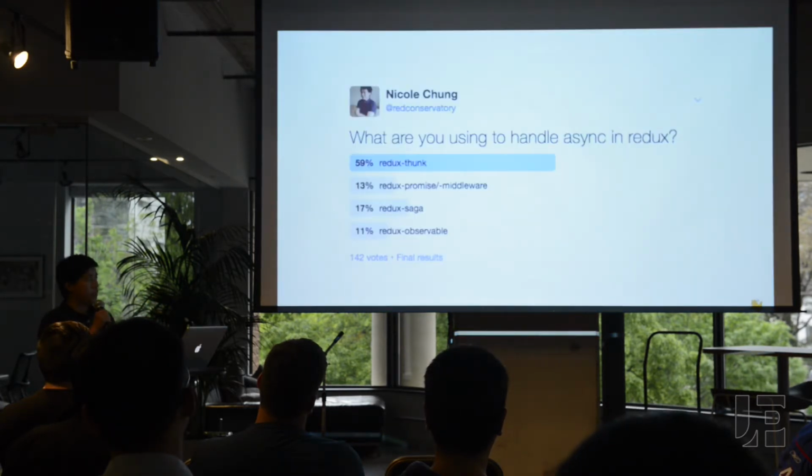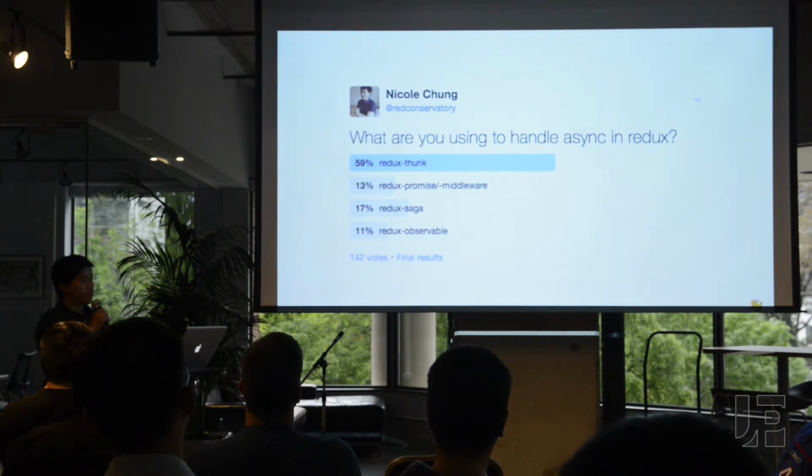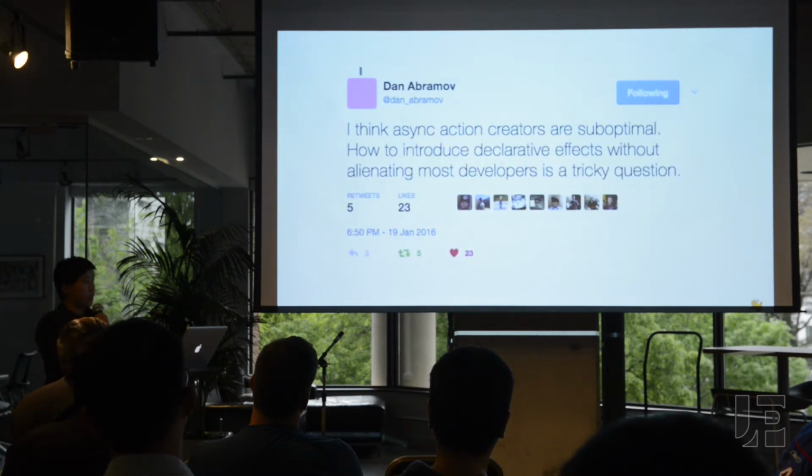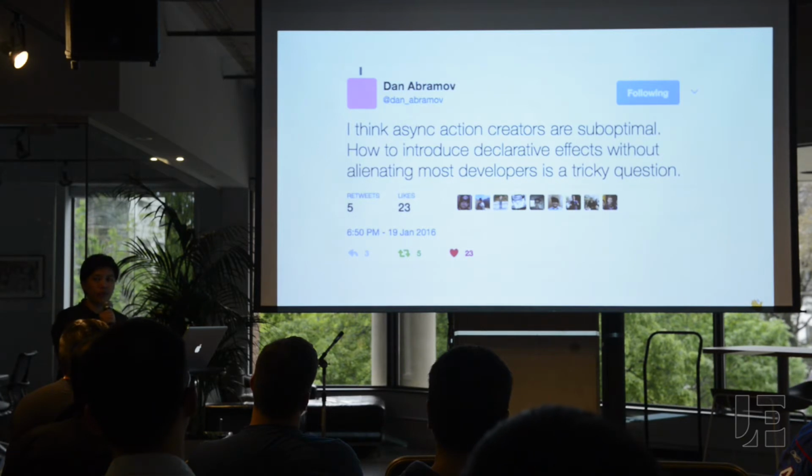I did a bit of an informal survey. Most people are using Redux Thunk, but Redux Saga is also pretty popular. Another thing that I discovered is Redux Saga is actually backed by the creator of Redux. He thinks his own implementation of middleware is suboptimal compared to Redux Saga. Async Action Creators is another word for Redux Thunk, which is the library that he wrote.